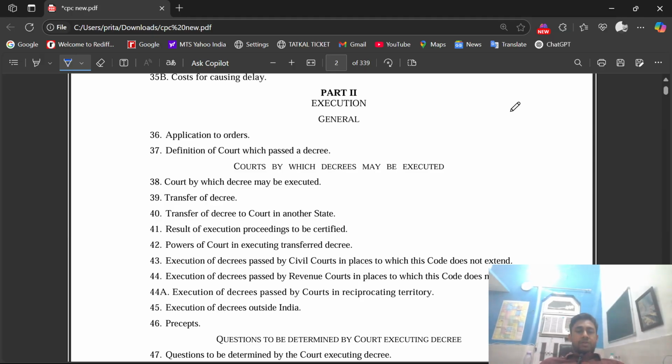Section 41, result of execution proceeding to be certified. Section 42, powers of court in executing transferred decree. Section 43, execution of decree passed by civil courts in places to which this code does not extend. Section 44, execution of decree passed by revenue courts in places to which this code does not extend. Section 44A, execution of decrees passed by courts in reciprocating territories. Section 45, execution of decrees outside India.